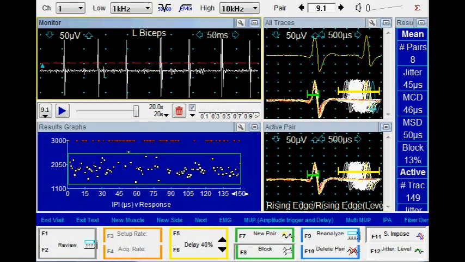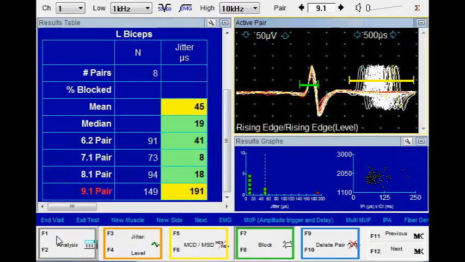We have analyzed all our recordings. Now is the time to make a quick review of the data and review of the results before we exit the test. Click on the review button in the bottom left corner. In the top left, we have the result table. I'm going to maximize this window.